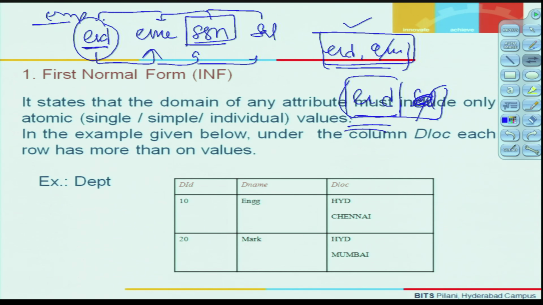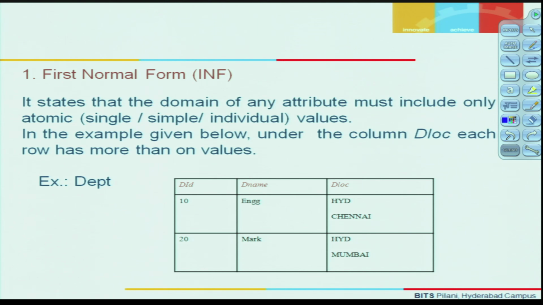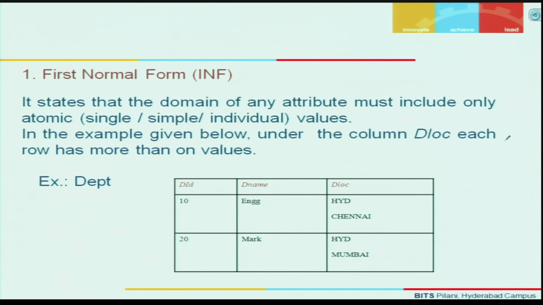Let us start discussing the normal forms. The first one is 1NF, that is first normal form. It states that the domain of any attribute must include only atomic, that means single, simple, individual values. That means it cannot be a multi-valued attribute or a complex attribute.